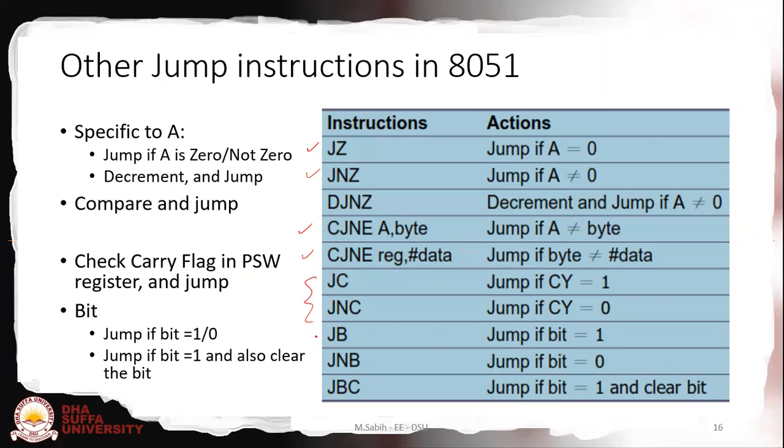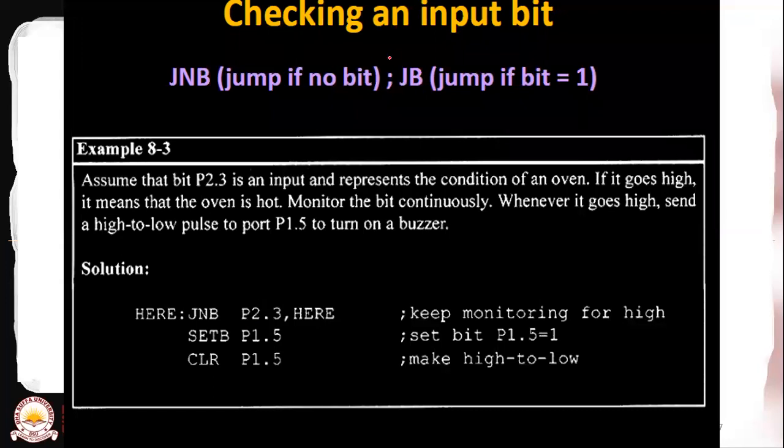And then we can directly put some bits. Okay, jump directly if the bit is 1 or 0, and also we can clear the bit as well. So these are quite strong instructions. Now, just before concluding this, I will show you a Proteus example.